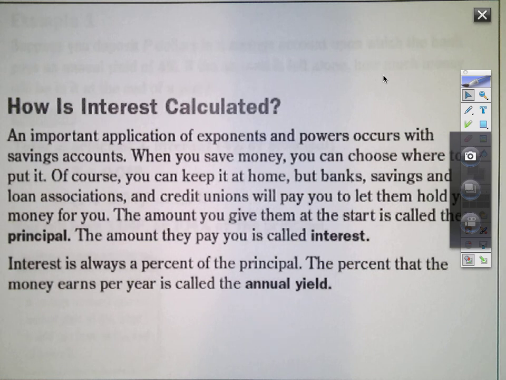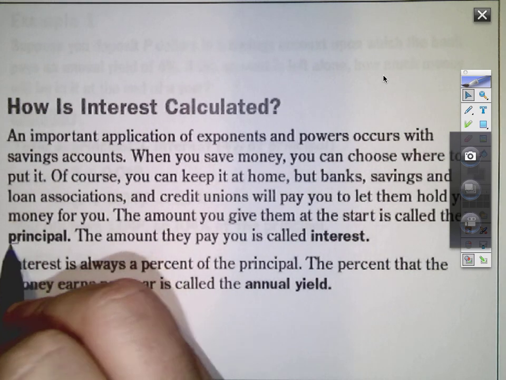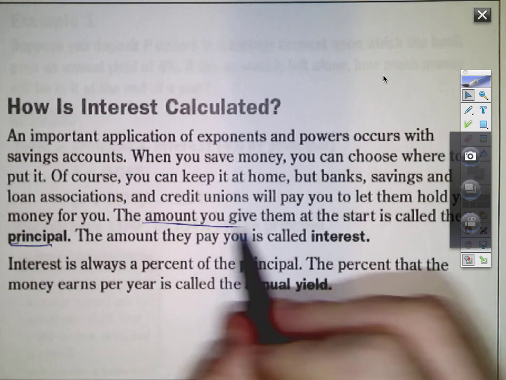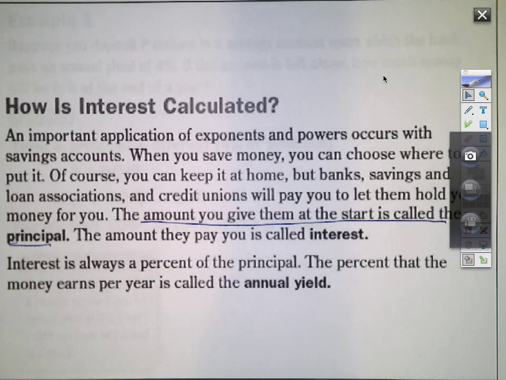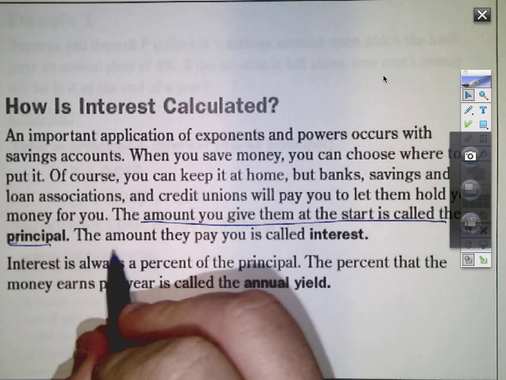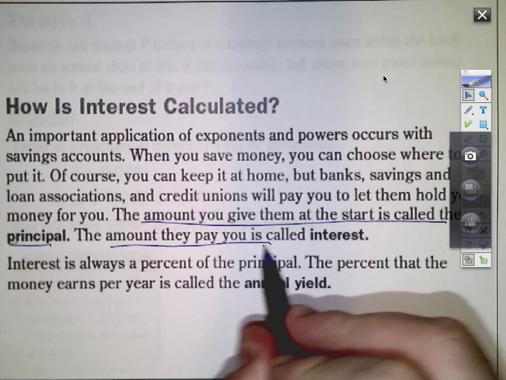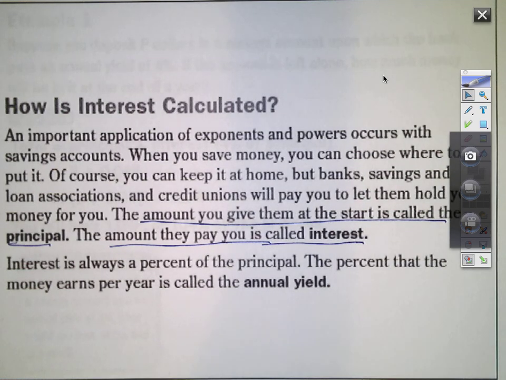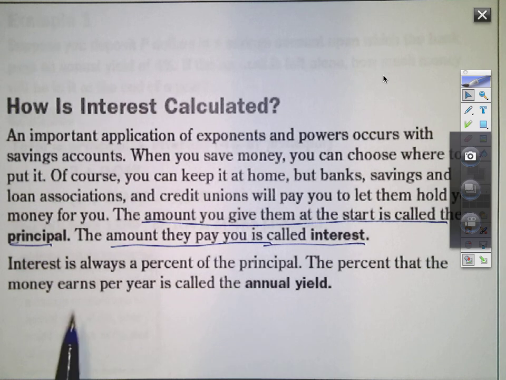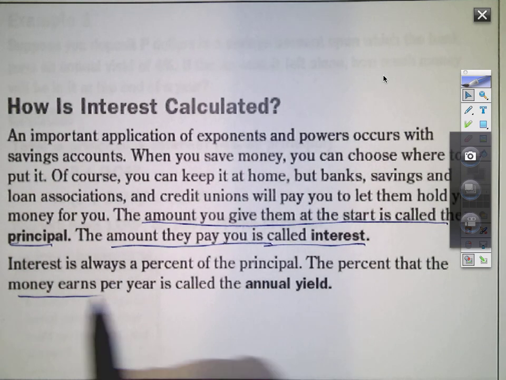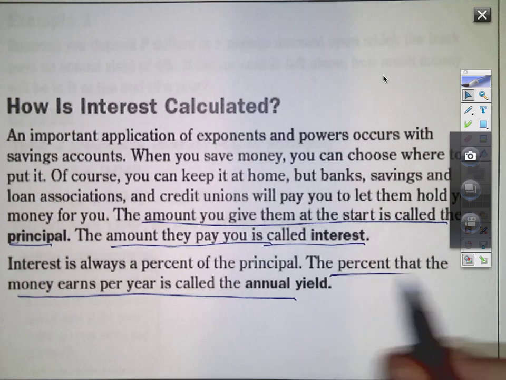The amount you give them at the start is called the principal. That's very important. That's how much money you are giving that bank. The amount of money they are going to pay you is called the interest. Okay, that's how much money you make from the bank. Interest is always a percent of the principal. Okay, the percent that the money earns per year is called the annual yield.